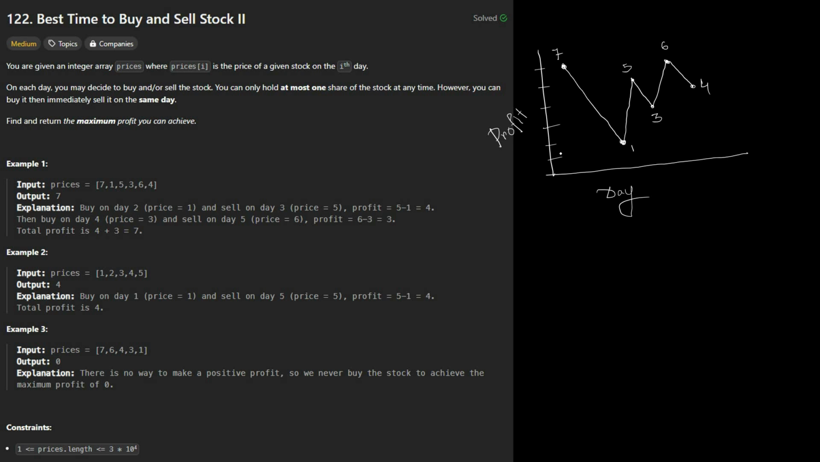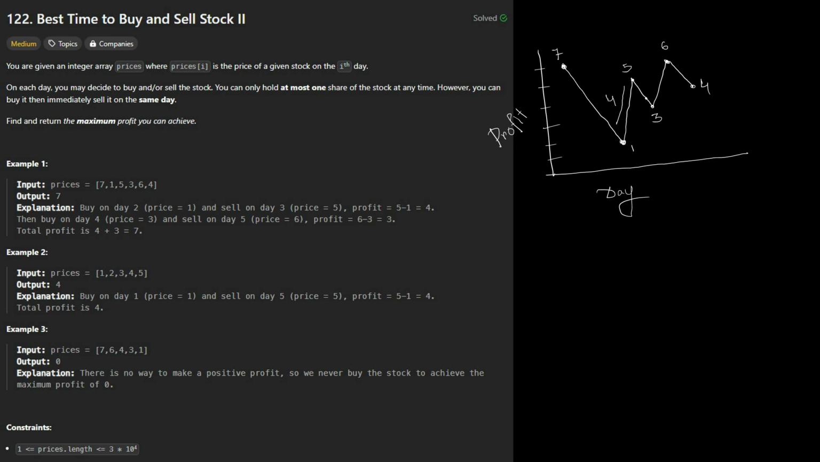Here I have already drawn it, and if you do a pictorial graphical representation, the problem would make a lot more sense. On the first day the stock price is 7, and on the second day it is 1. It does not make sense to buy the stock at 7 and sell it for 1 because you're going to make a loss. So it's better to buy the stock at 1 and sell it for a price of 5. Here we are going to make a profit of 4.